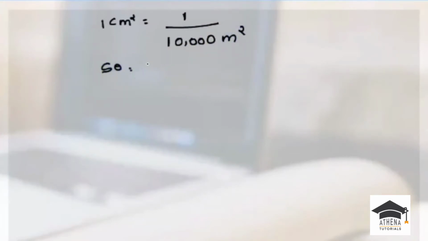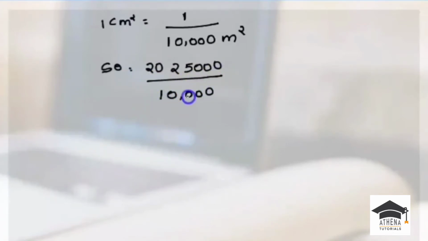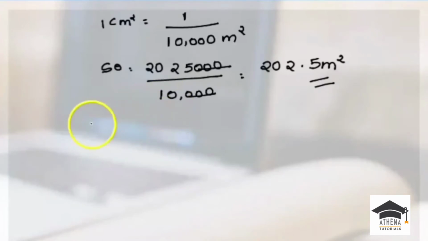So 2025,000 divided by 10,000. So this 3 zeros gets cancelled. So we will get the answer is 202.5 meter square. This is the total area, that is 202.5 meters square is the total area of the floor.